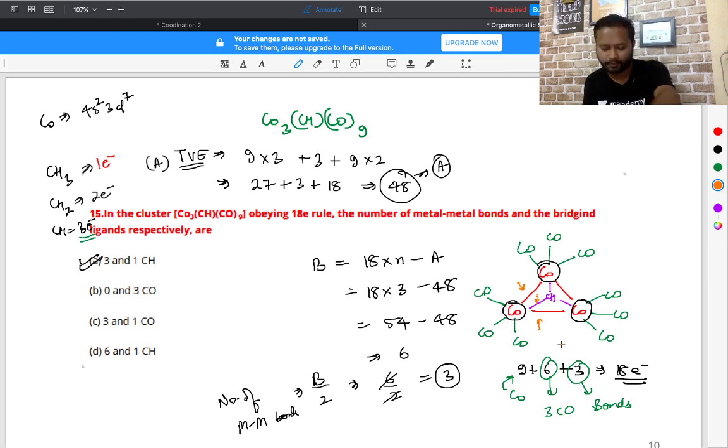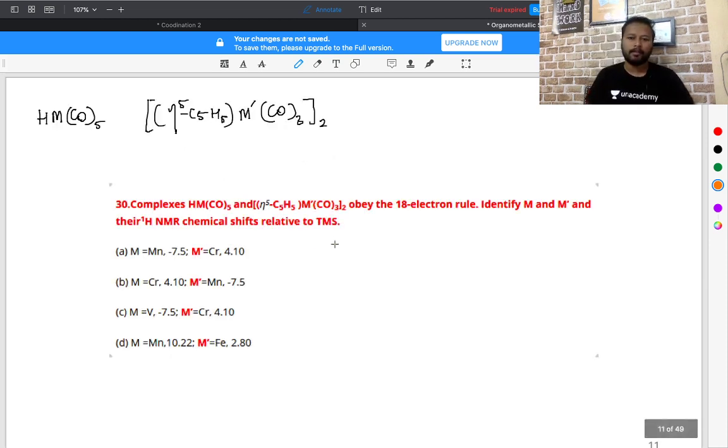Okay, let's go for the next one then. So we were talking about this one. Over here, these two complexes are given to you. They obey the 18 electron rule. You have to identify M and M dash and their proton NMR chemical shift relative to TMS.